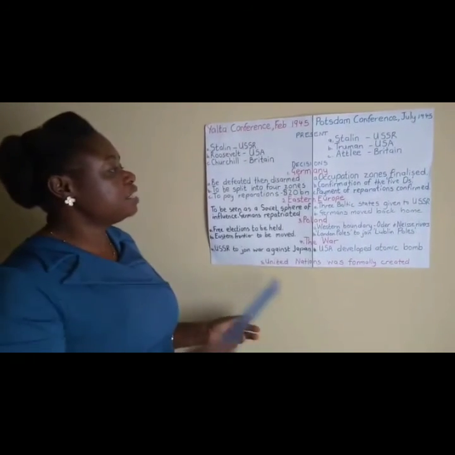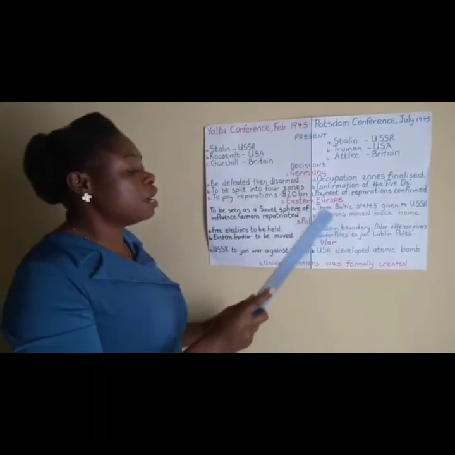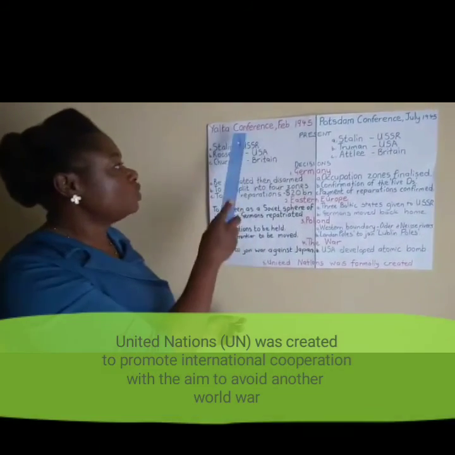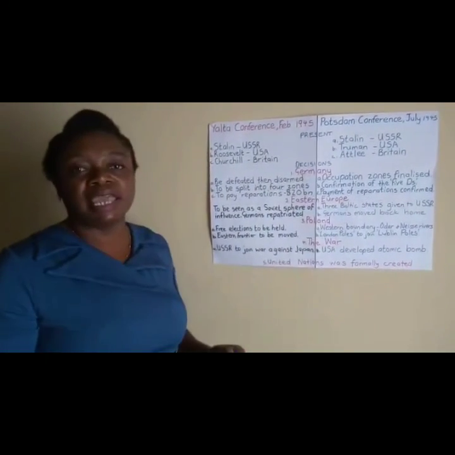Then lastly, the other decision was the creation of the United Nations organization. At Yalta, they said they would create it, then it was finalized at Potsdam.